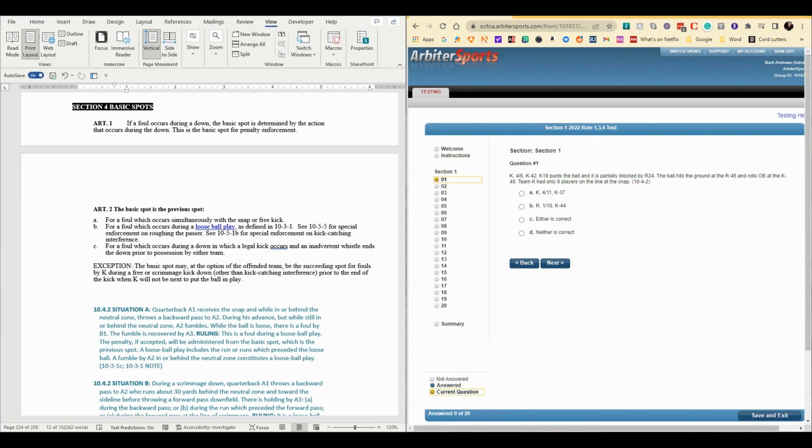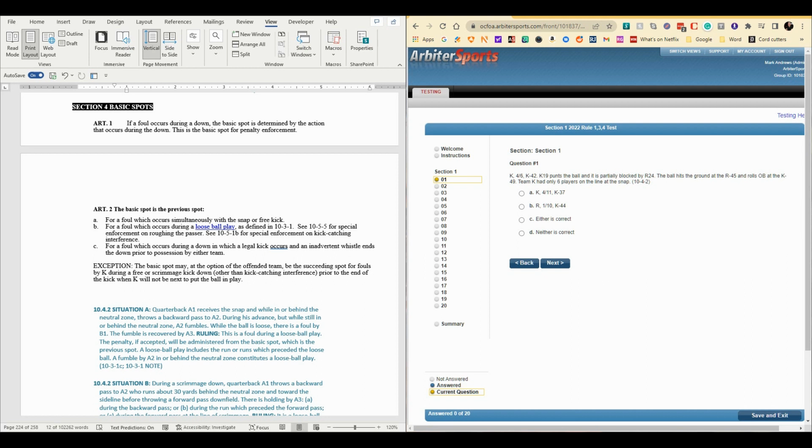Okay, question number 1, K 4th and 6 at the K42. K19 punts the ball, and it's partially blocked by R24. The ball hits the ground at the R45 and rolls out of bounds at the K49. Team K had only 6 players on the line at the snap, so we have an illegal formation.